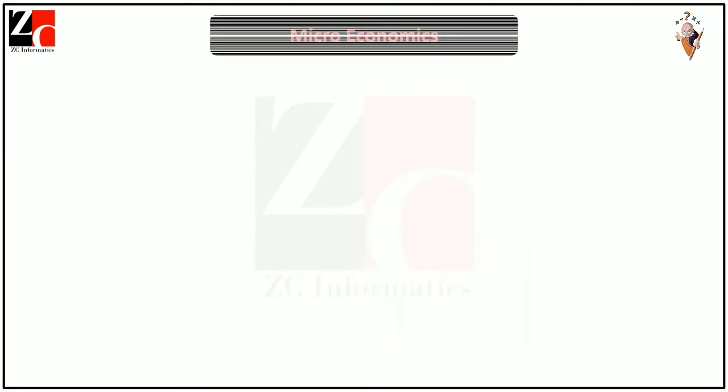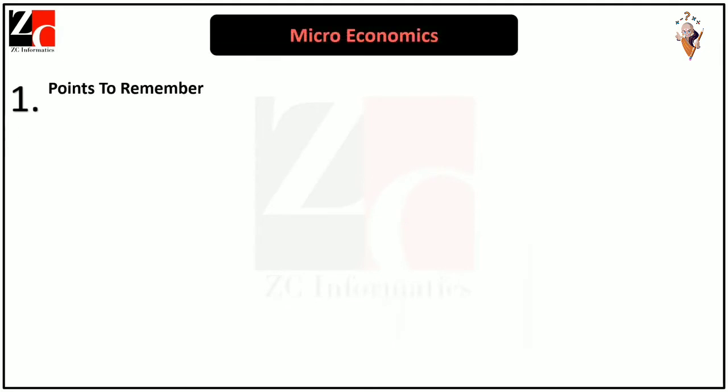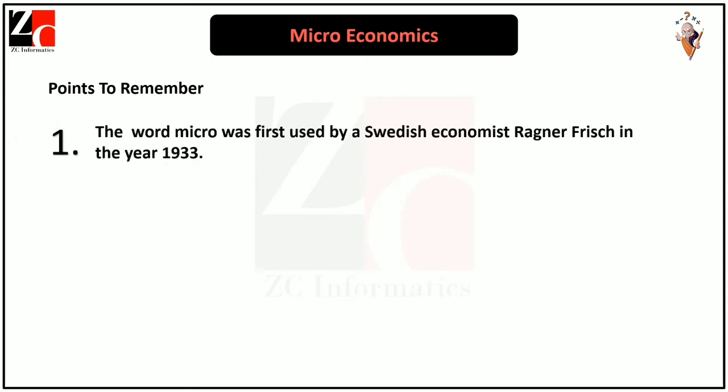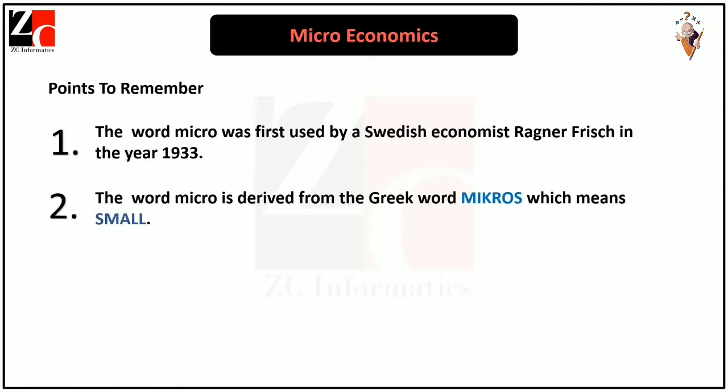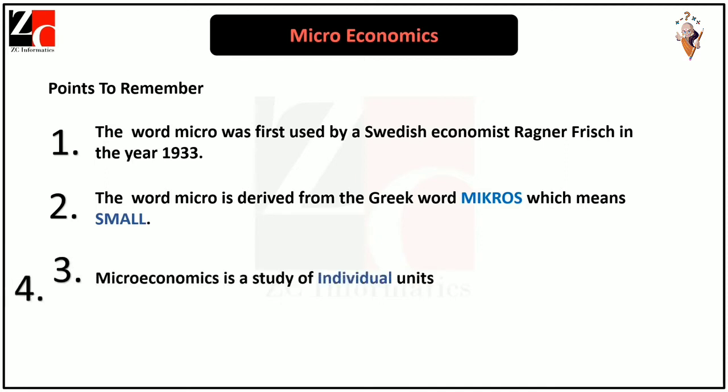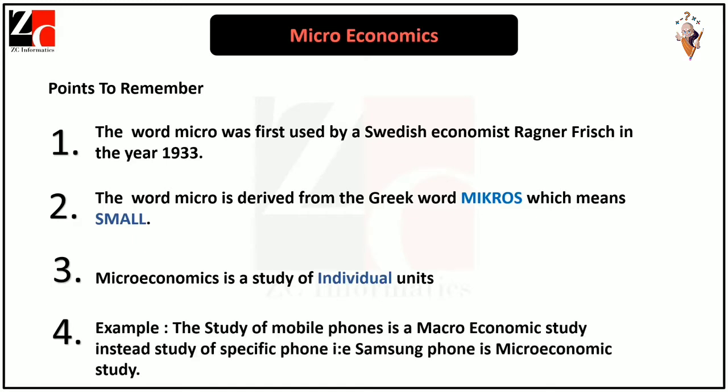Some points to remember. Point number 1. The word micro was first used by a Swedish economist Ragnar Frisch in the year 1933. Point number 2. The word micro is derived from the Greek word mikros, which means small. Point number 3. Microeconomics is a study of individual units. Example: the study of mobile phones is a macroeconomic study. Instead, the study of a specific phone, that is Samsung phone, is a microeconomic study.